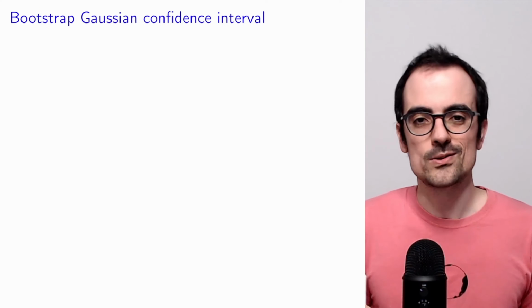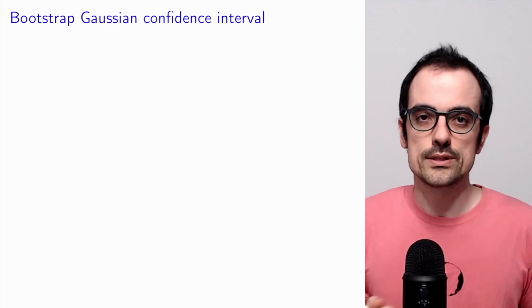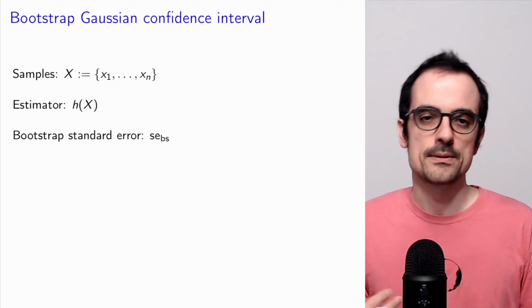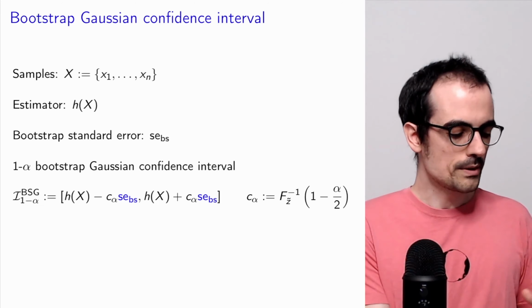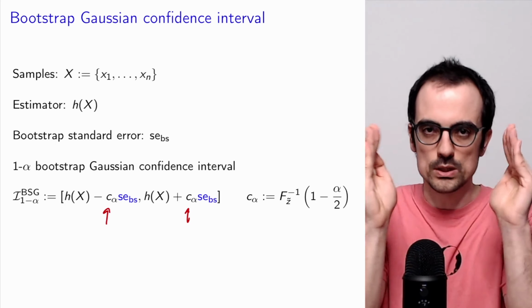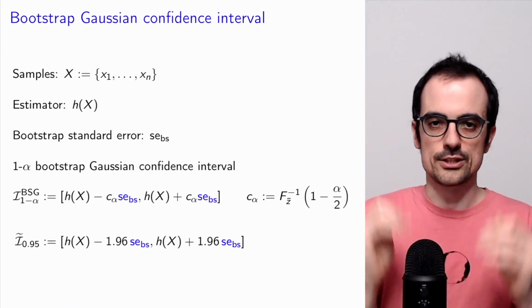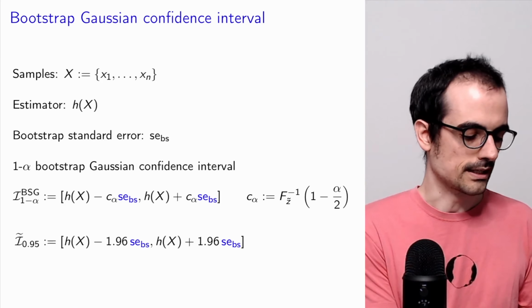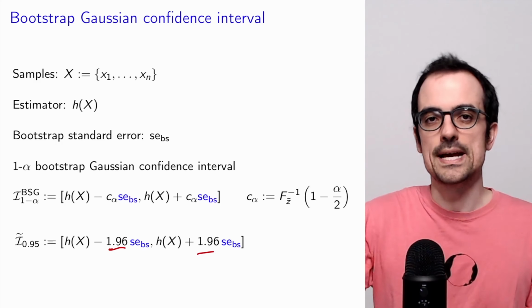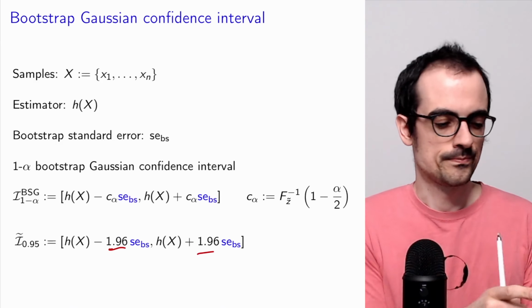Now we're going to see how we use this to build a Bootstrap Gaussian confidence interval. We take our n samples, we take our value of the estimator obtained from the n samples, we approximate the standard error using the Bootstrap, and we multiply the standard error by a constant that gives us the adequate width. If the width that we want is 0.95, then that constant is 1.96. And like that, we can build a Bootstrap Gaussian confidence interval based on the Bootstrap standard error.